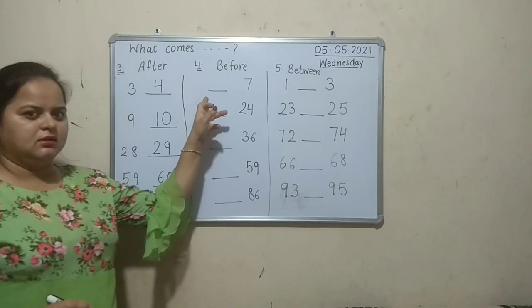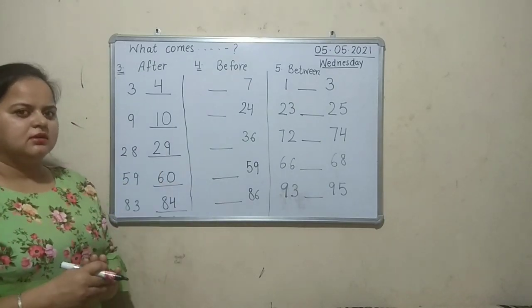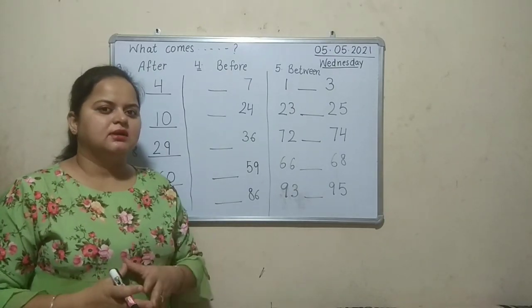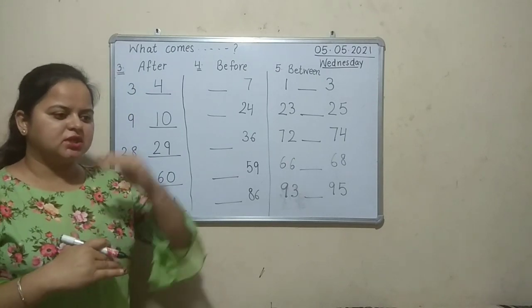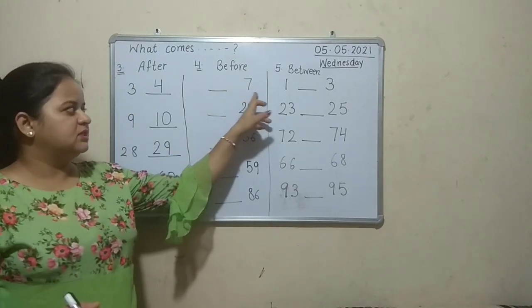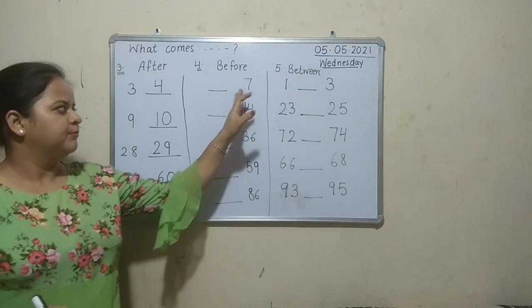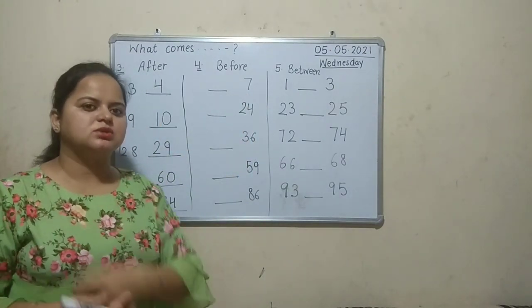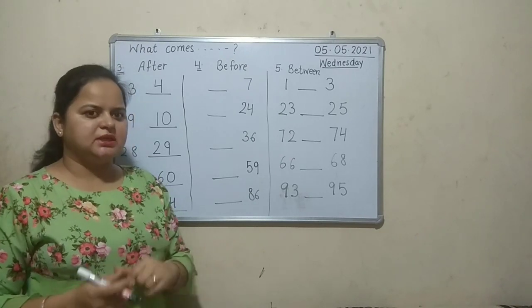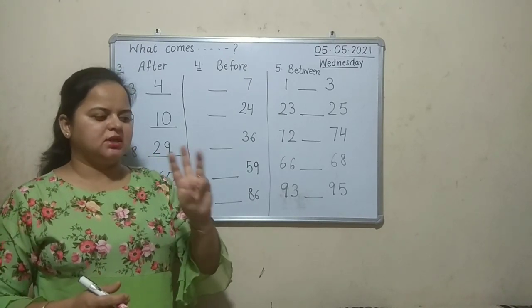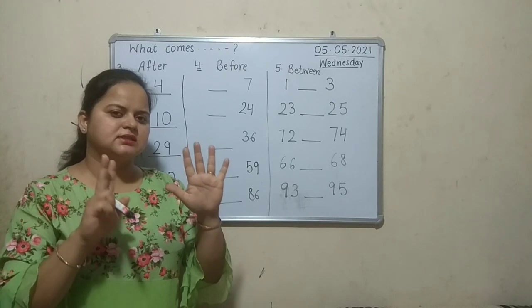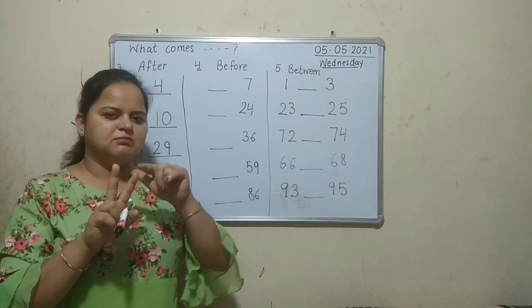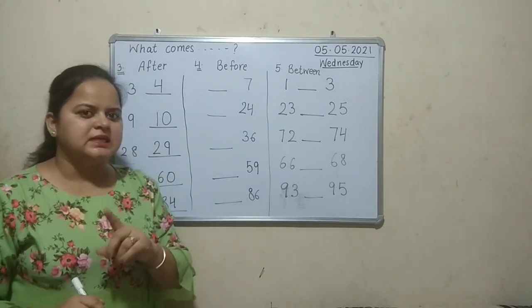7. What comes before 7? What are the before numbers? The numbers which come just before that number, which is here we have written 7. And what is the before number of 7? 7 से पहले कौन सा number आता है? When we speak the counting 1, 2, 3, 4, 5, 6, 7. The number which comes before 7 is 6.